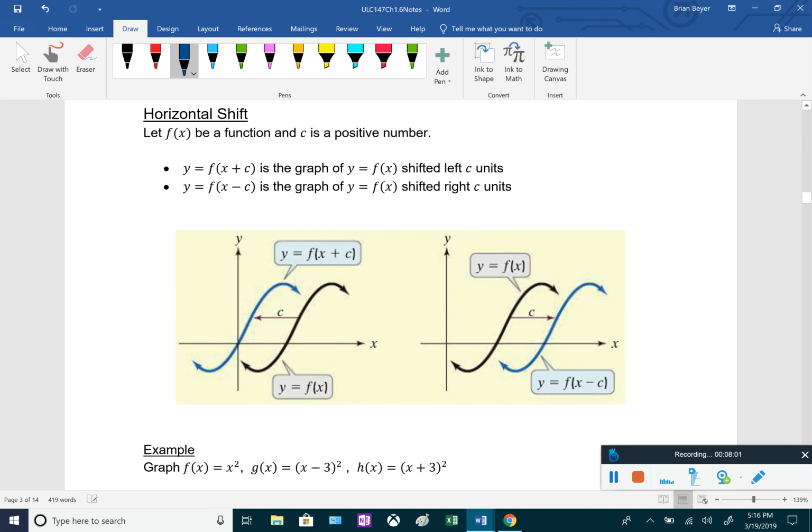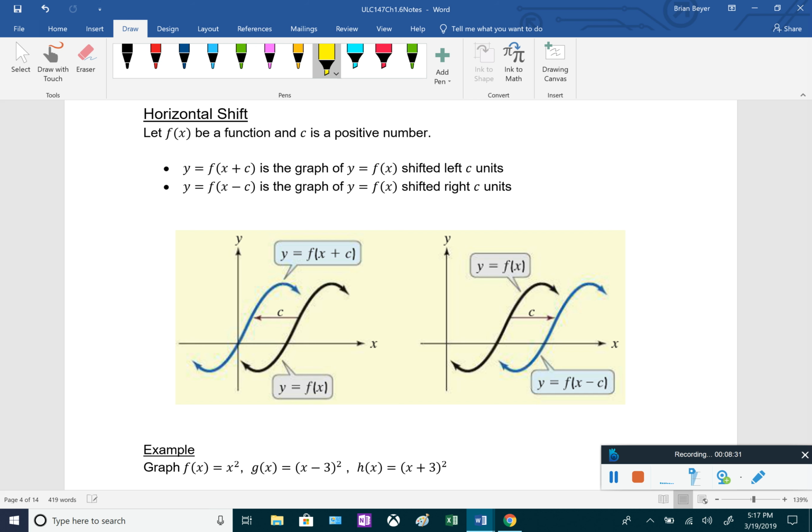So next, the horizontal shift. Once again, let's say that f of x is a function and c is a positive number. This time, when things are done with the horizontal shift, they're done on the x value, which should make sense because the x values are on the horizontal axis. When things are done to the y values, or the function values, they're done vertically, which should make sense because the y-axis is the vertical axis.